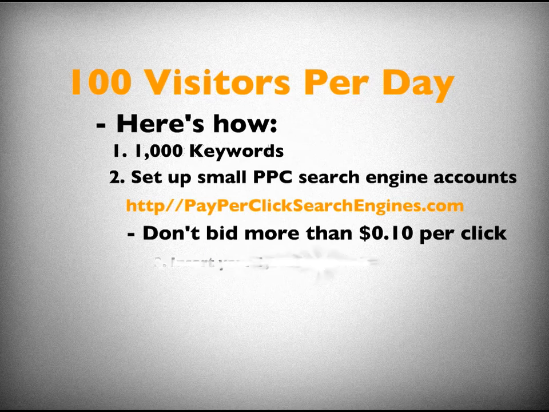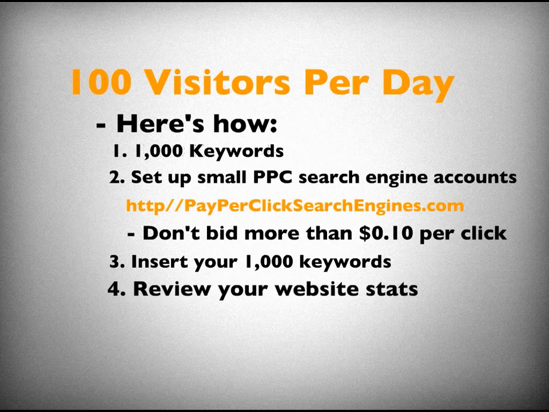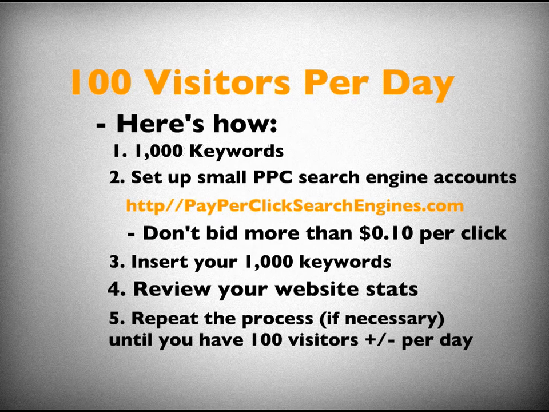So again, step 3, we're going to take these 1,000 phrases and plug them into this first linear bid small paid search engine. Step 4 is I'm going to now review my website stats, because I should start to see some traffic with these 1,000 phrases. What I'm looking for is to see if I have 100 visitors a day. If I do, great, then I can move on and start fixing and improving my website.